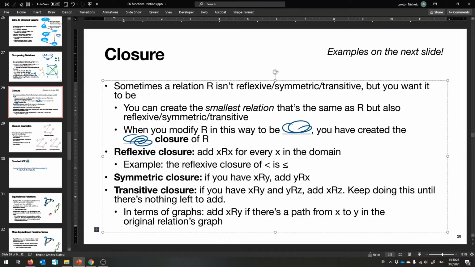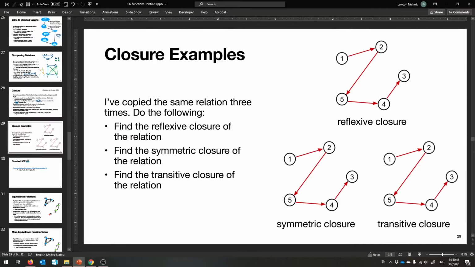And then in terms of graphs, which is quite nice, you just keep on adding x related to y if there is a path anywhere from x to y in the original graph. That's fun to think about. Okay, so I'm going to give you examples on the next slide, don't worry. But this is reflexive closure, symmetric closure, and transitive closure. So closure is a nice thing to have, or to be able to do.